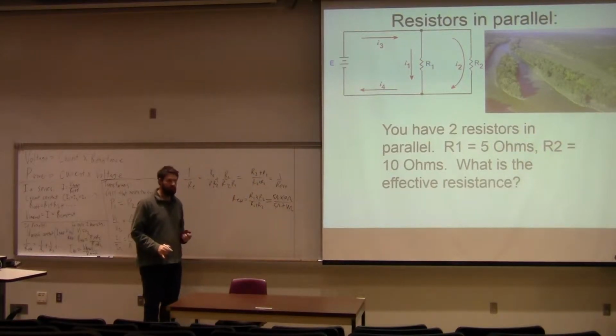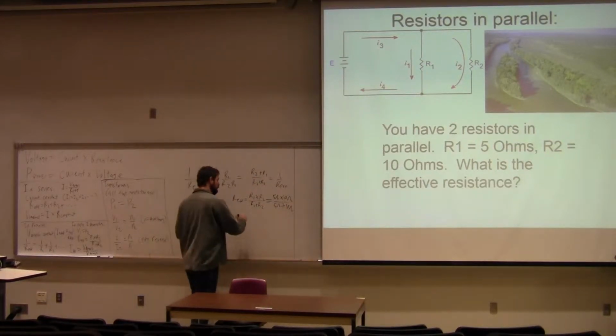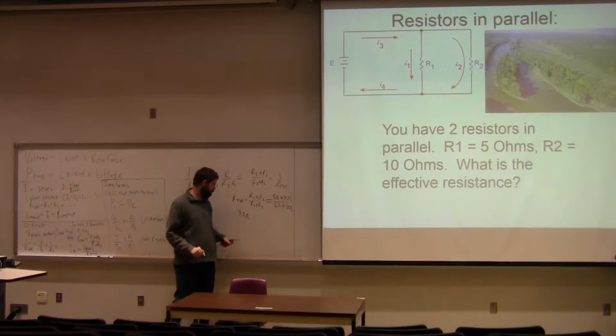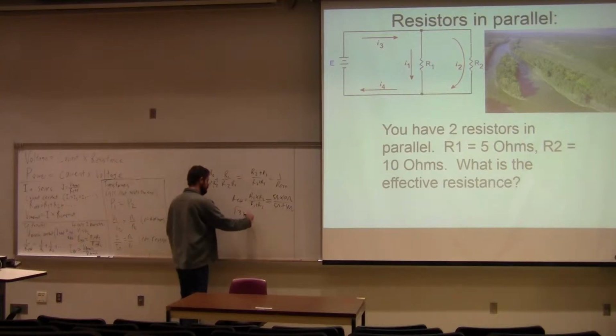Five times 10 over 5 plus 10, which is 50 over 15. 50 over 15 is 3.3 ohms. So notice that this is lower than the lowest of the two. If you get a number that's bigger than any of your resistances, then you know you did something incorrect. Okay, so that's my effective resistance.